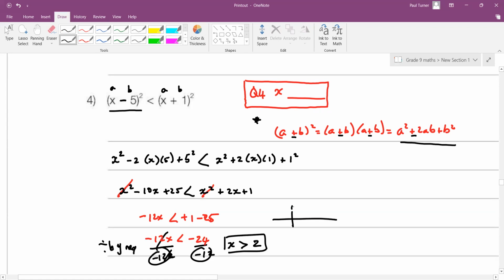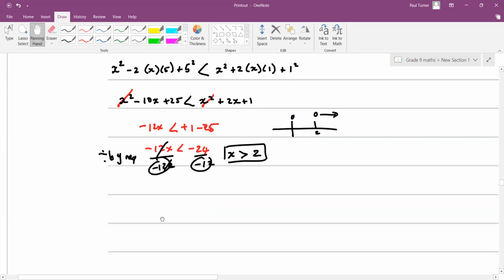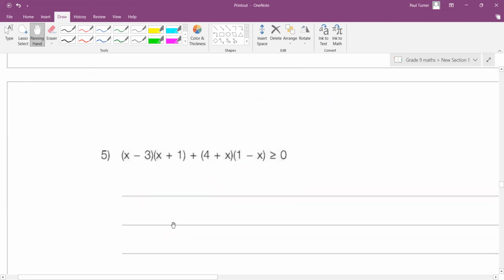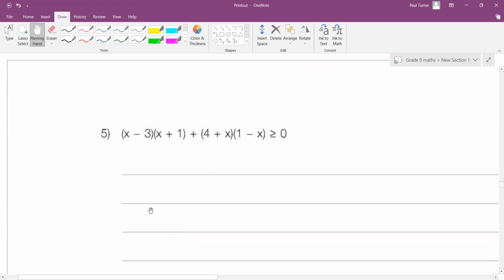Number line, you've got 0 here, you've got 2 there. So in that direction for the number line. Okay, how are we going? Ooh, another one. Here you can try this. This one's quite long, so now you need to multiply these out. So this will be question 5 in the chat box.